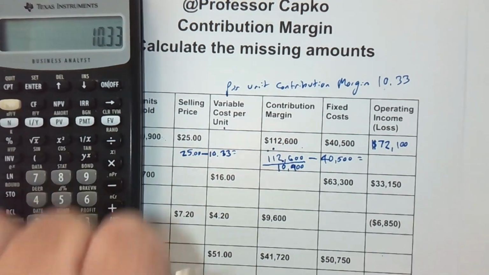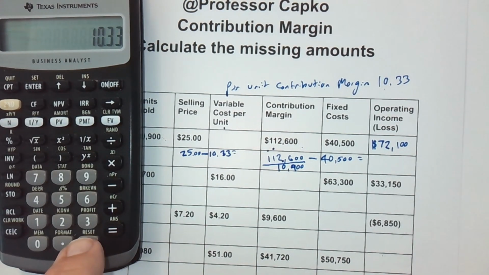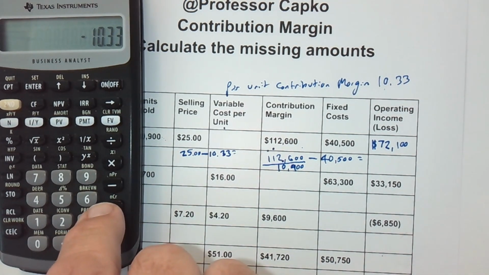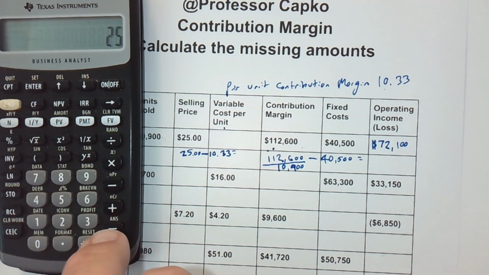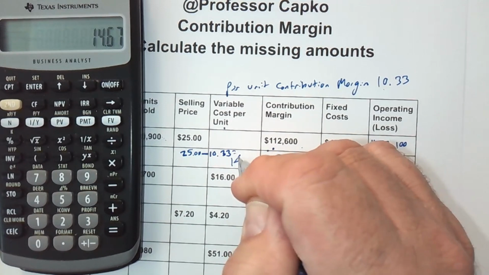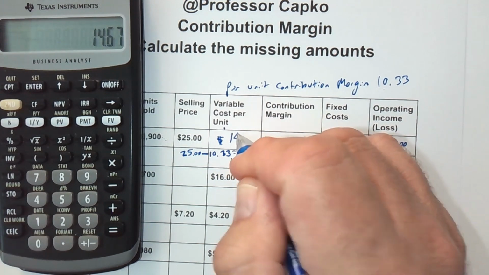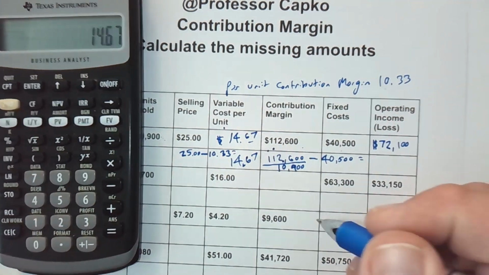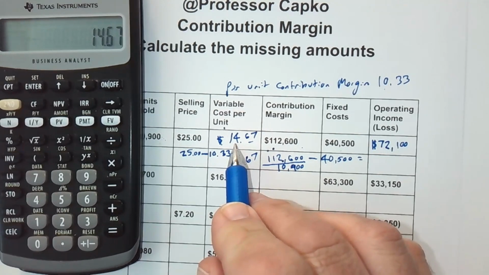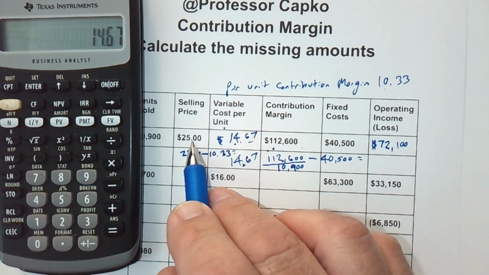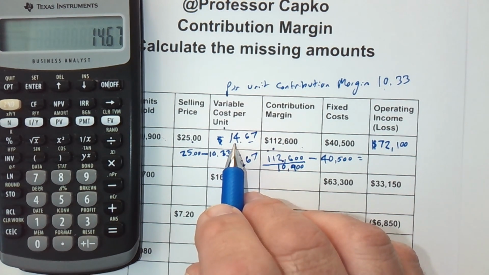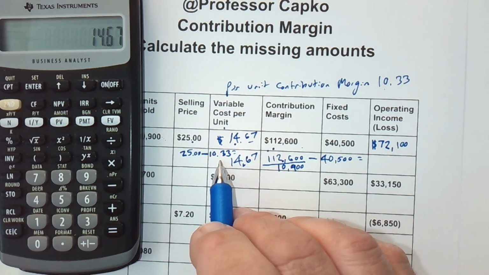And the easier way to do this, I already got the 10.33 on the screen, so I'm going to change this to a negative number, and I'm going to add the $25 cost, and that gives me $14.67. And that is our variable cost per unit, $14.67. So in other words, for each of these units, the $25 selling price, $14.67 is the amount it costs to produce each unit. The unit then contributes $10.33 toward the operating income.